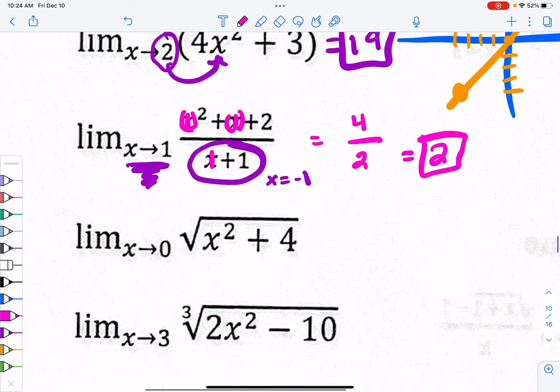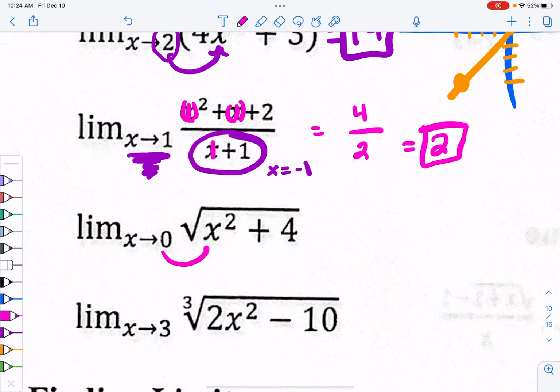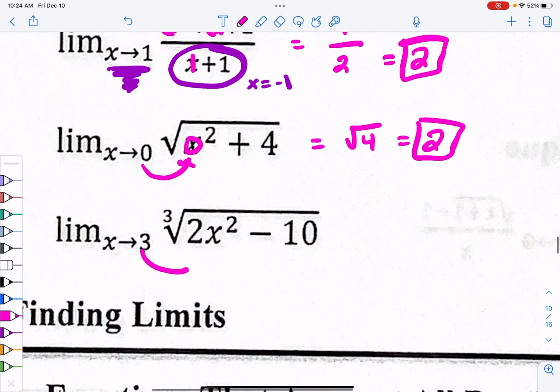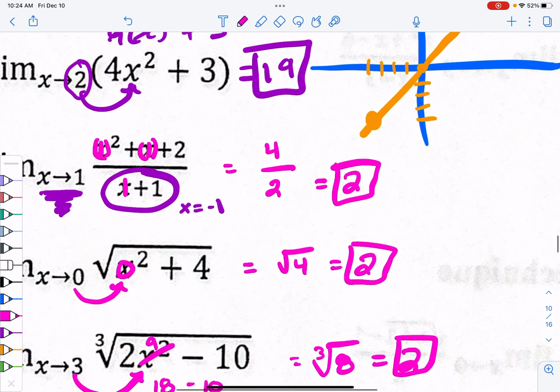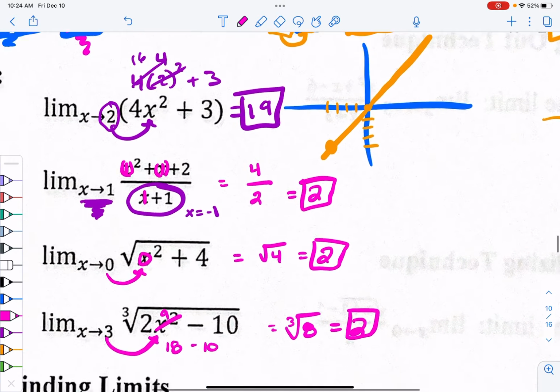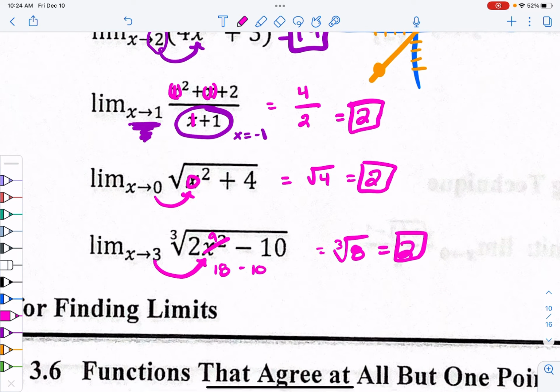Okay. In this one, again, we can just plug the number in. So 0 squared plus 4 is the square root of 4, which is just 2 again. Okay. This one, try to plug it in. 3 squared is 9 times 2 is 18 minus 10 is the cubic root of 8, which is 2. That's a lot of 2's. I don't know how we came out with a lot of 2's. Anyway, so always just try to plug the thing in to start with.